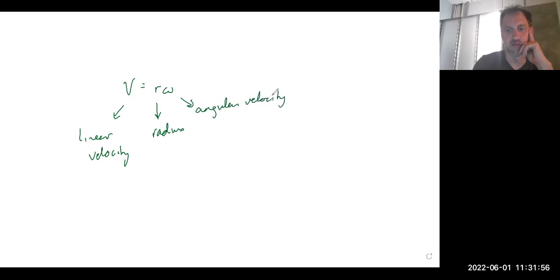And in order for this equation to be true, angular velocity has to be in radians per unit time. And a basic check of this would require that the units match up. So for instance, if this is inches and this is radians per second, then basically what I have is inches per second. So that's my linear velocity.